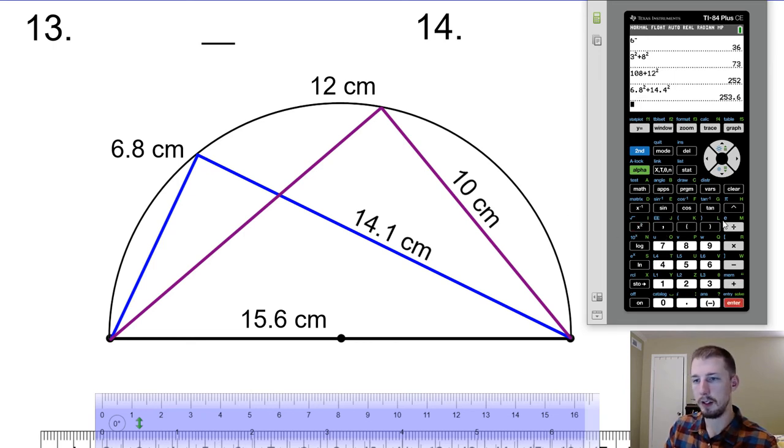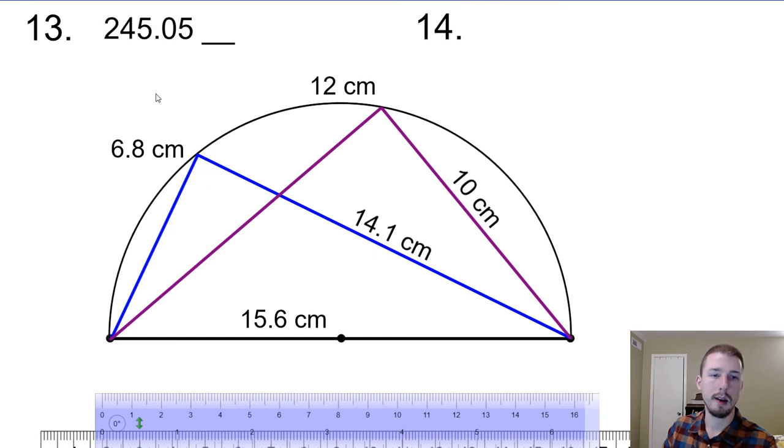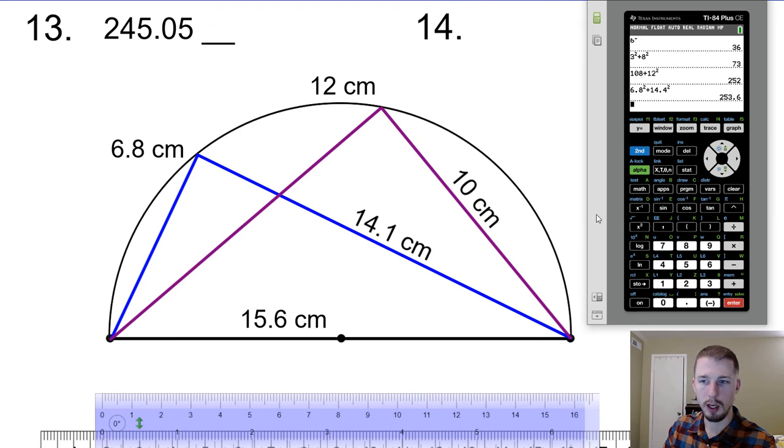And that's going to give me 253.6. Okay, and apparently I did something wrong. Let me double check that. So 6.8 and 14.1. Try that again. All right, there we go. That's better. And then we want to do the hypotenuse squared, which is 15.6 squared.